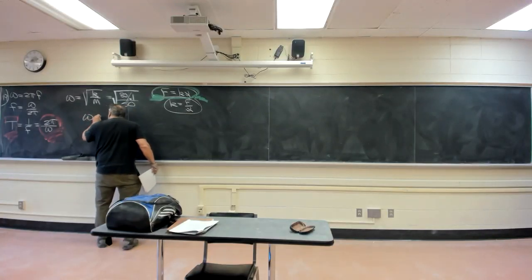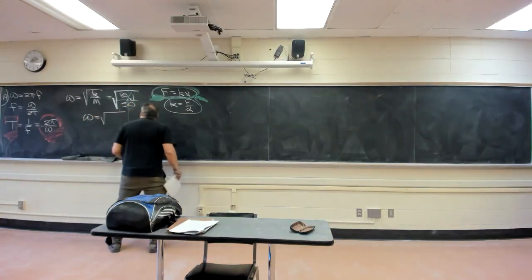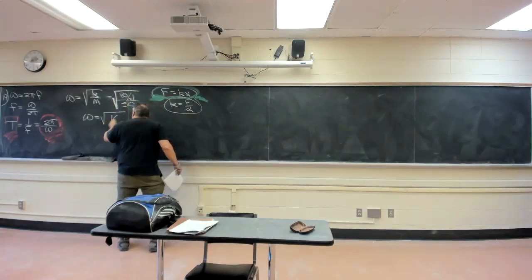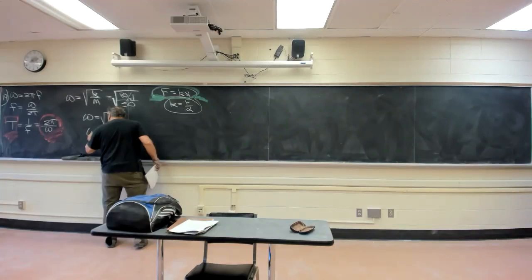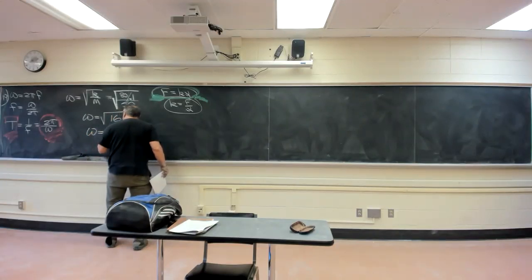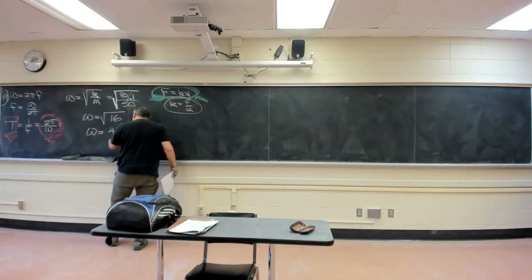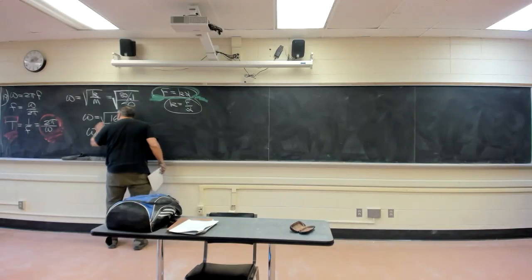Omega, at the end of the day, is going to be the square root of this. What do we got here? 80 divided by 0.1 is 800. 800 divided by 50 is 16. That comes out pretty conveniently, doesn't it? The square root of 16 is 4. That's 4 radians per second. That's omega.